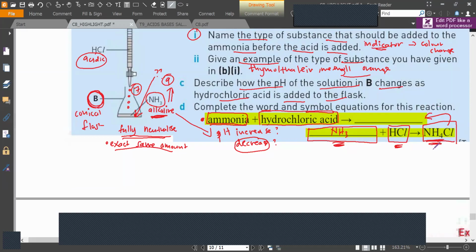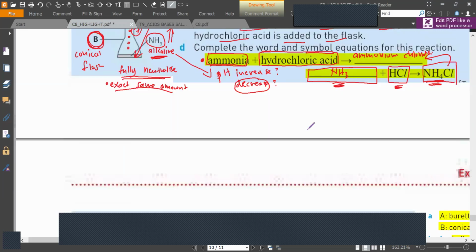So what is the word name for this NH4Cl? Can you remember? The chemical name. Ammonium chloride. Yes. Ammonium chloride. Excellent.